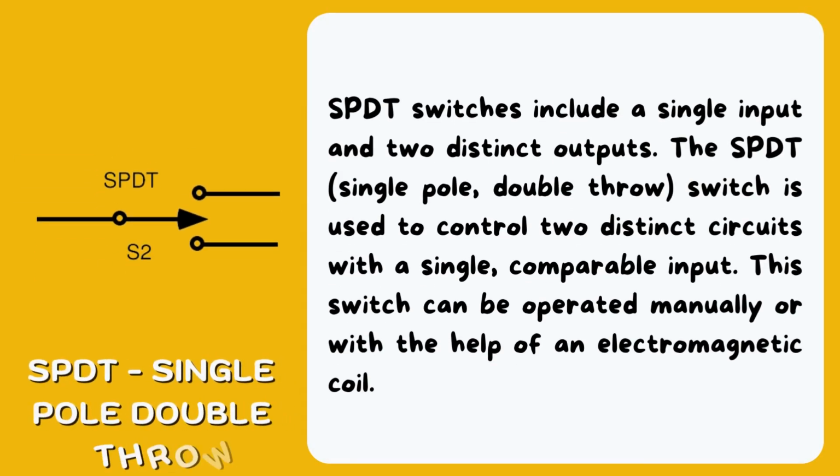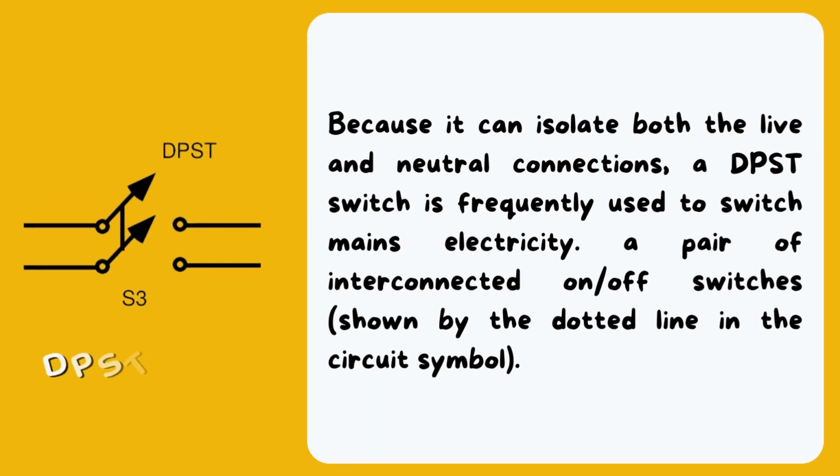SPDT, single pole double throw. SPDT switches include a single input and two distinct outputs. The SPDT, single pole, double throw, switch is used to control two distinct circuits with a single, comparable input. This switch can be operated manually, or with the help of an electromagnetic coil.